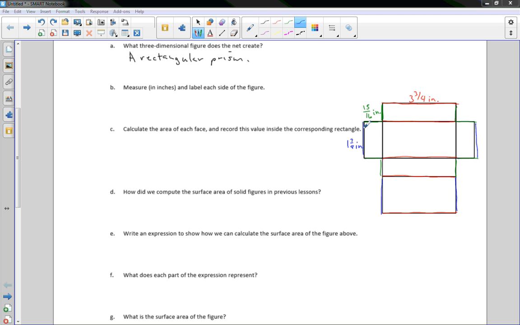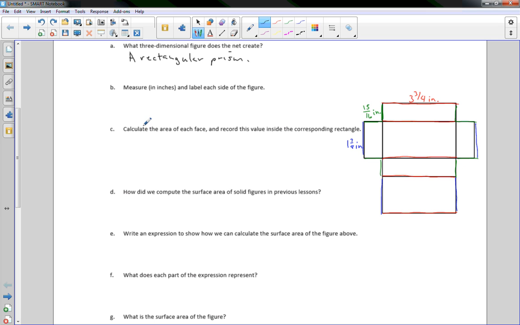So this is 1 7/8 inches. This is 15/16, 15/16, an inch and 7/8, 3 3/4, an inch and 7/8, 15/16. All the way around, we know all the dimensions by these color codes. Okay, so now it says measure in inches and label each side of the figure. So I've kind of done that. I just use color codes to speed this up.